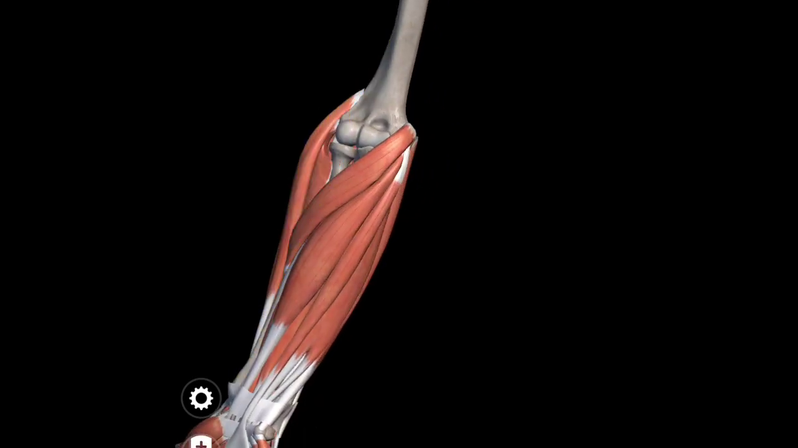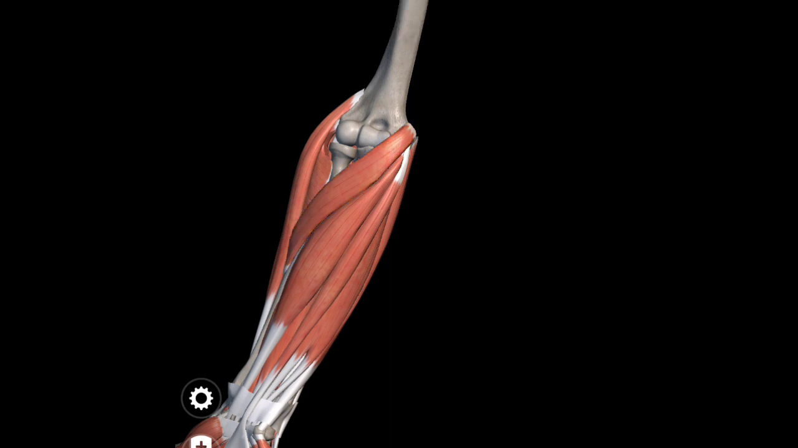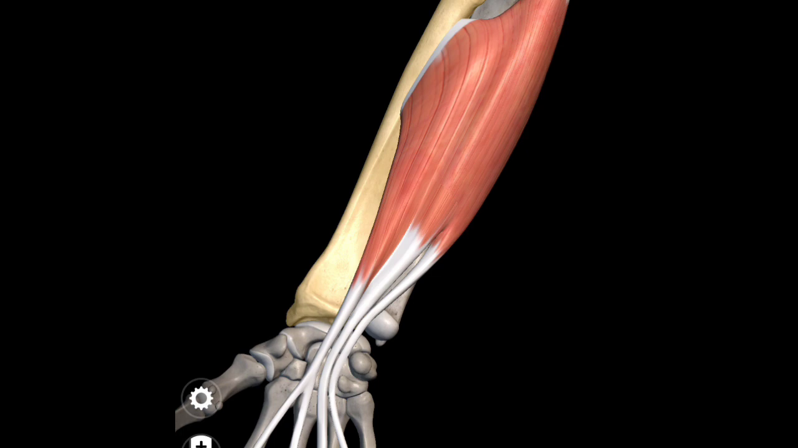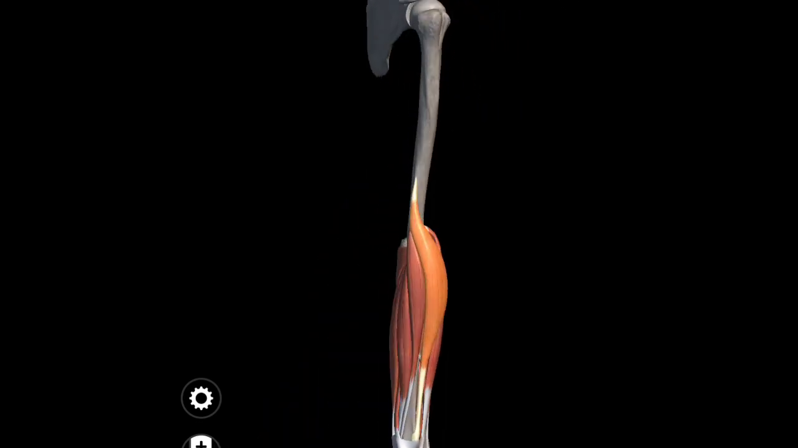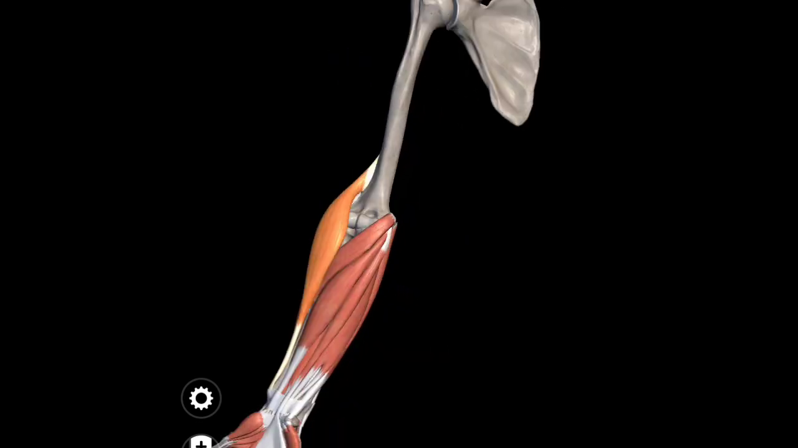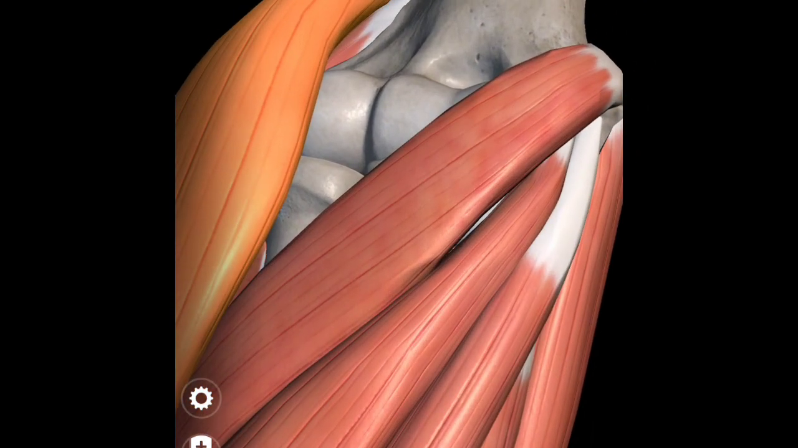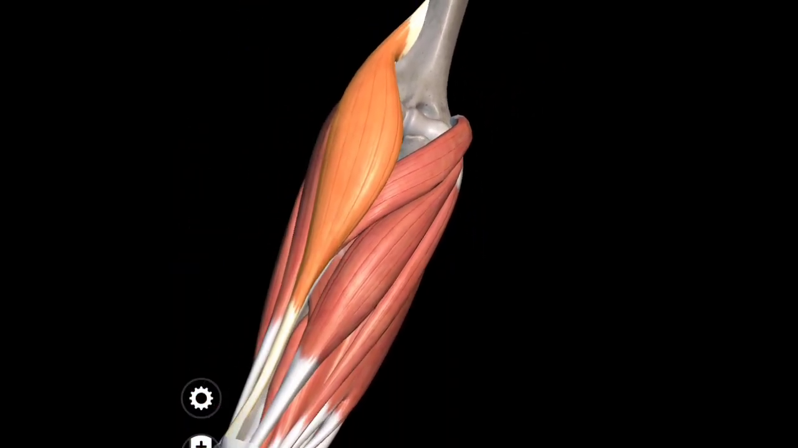Just remove it. Now here you can see the pronator teres. Pronator teres is supplied by the median nerve. So here the median and ulnar nerves are coming, but most of the muscles of the forearm are supplied by the median nerve. You have to remember that. Brachioradialis is supplied by the radial nerve because here the radial nerve comes and moves posteriorly, that's why this is supplied by the radial nerve.